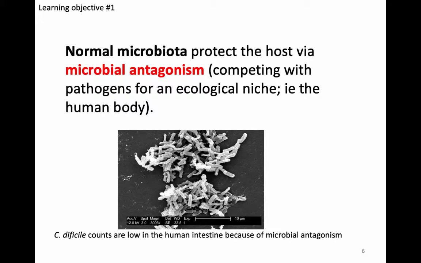Normal microbiota are important for keeping humans healthy. One of the main reasons for this is that they protect the human host via something called microbial antagonism. This is the idea that having normal microbiota in the body can prevent the growth of pathogenic or harmful microbiota in the body, because these normal microbiota will compete with pathogens in an ecological niche. There are limited nutrients and space in the human body, and the presence of normal microbes will prevent the presence of pathogens in these limited spaces.